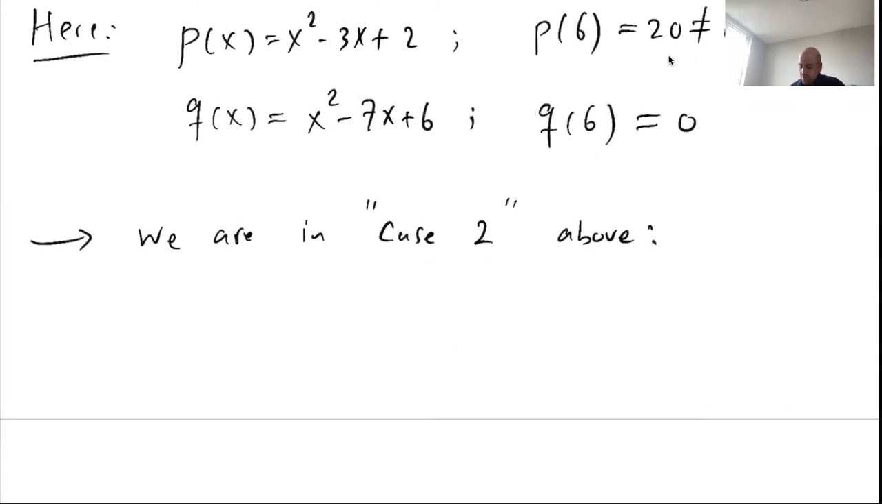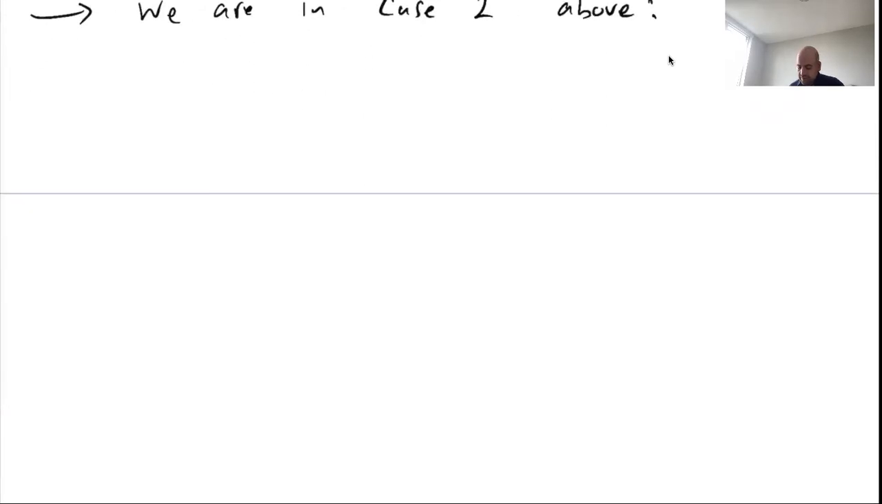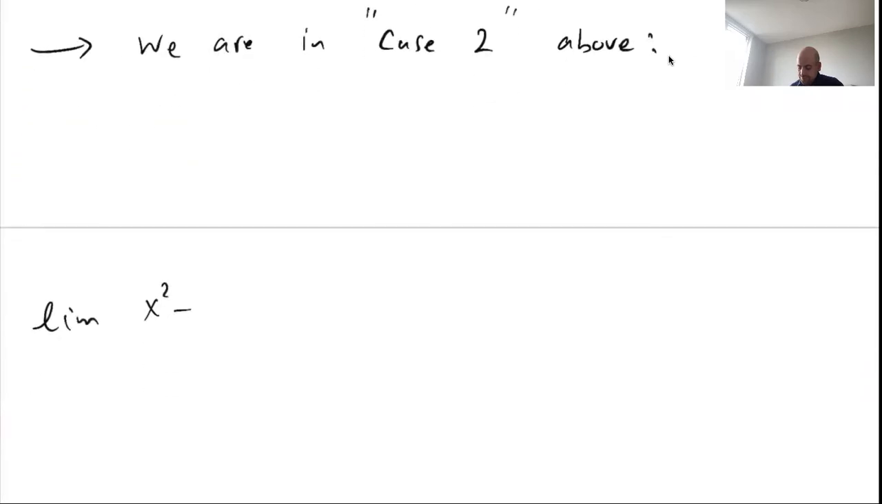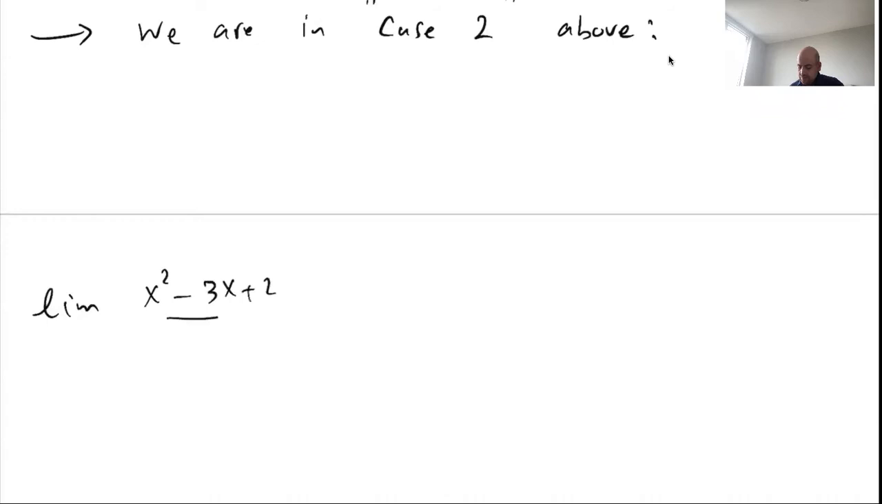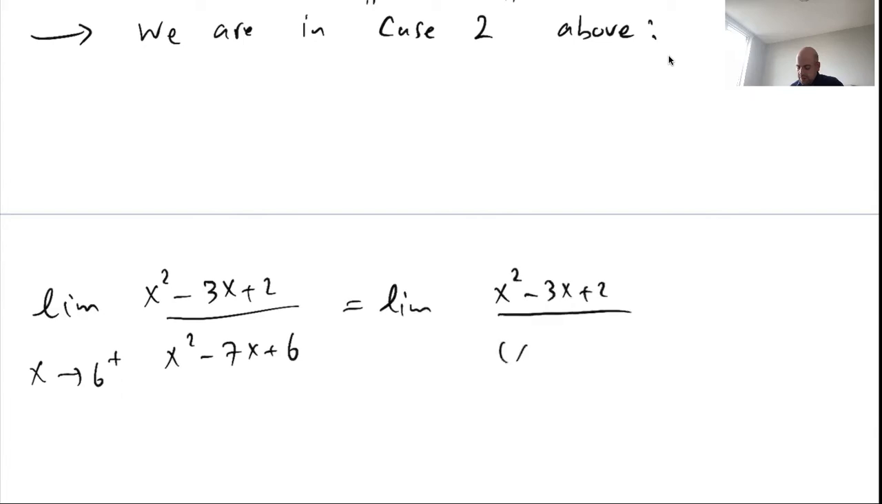So in case 2, we said you have to find out about the sign, whether positive or negative, because the answer will be either infinity or minus infinity. So let's see: limit of x squared minus 3x plus 2 divided by x squared minus 7x plus 6, x approaches 6 from the right. So this is the limit of x squared minus 3x plus 2 divided by (x minus 1) times (x minus 6), x approaches 6 from the right.